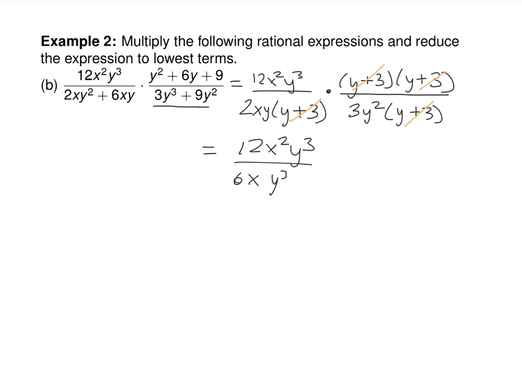So 12 over 6 makes 2. X squared over x makes x. And then the y cubed over y cubed is done. It's 1. So we're all good. Okay, let's do example 3A and B, and we'll probably pause.